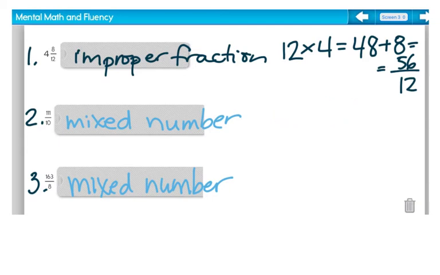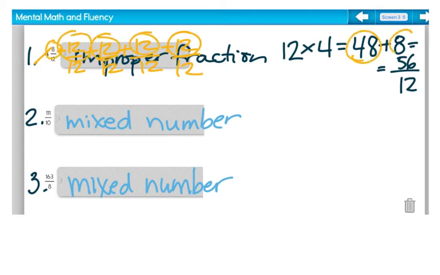Another way to think about that is to change the 4 and add fractions that equal to 1. So 12 twelfths would equal 1. This would be 2. This would equal 3. And this is where you get it. 12 plus 12 plus 12 plus 12 is 48. Plus the 8/12 that's already there gives you 56 twelfths.